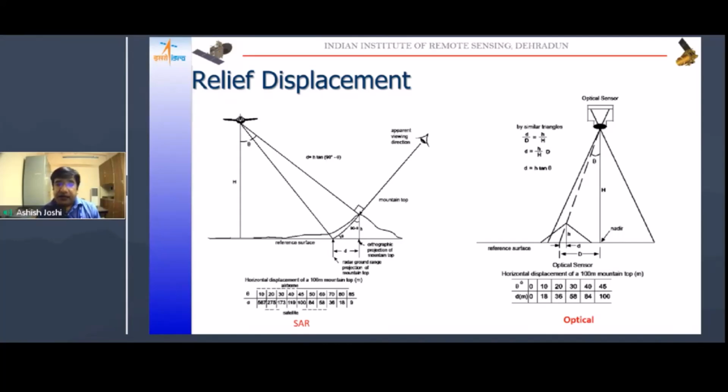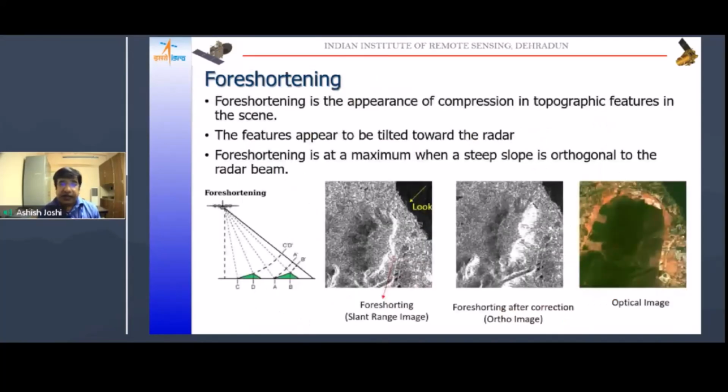What are those geometrical distortions? They are foreshortening, layover, and shadow. Now, what is foreshortening? Foreshortening is the appearance of compression of the topographic features in the scene, meaning the features appear to be tilted towards the radar. The foreshortening is maximum when a steep slope is perpendicular to the radar beam.